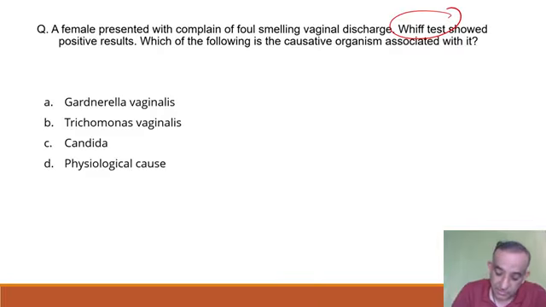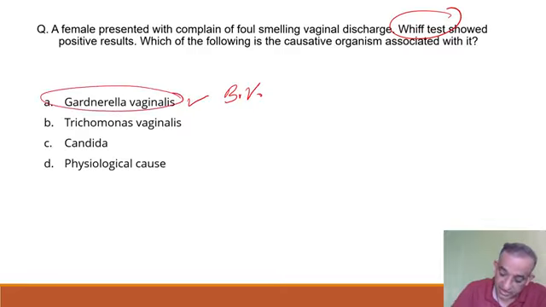So this is bacterial vaginosis, whiff test. To the secretions, if we add potassium hydroxide, it's going to release an ammoniacal odor, ammoniacal whiff. That is what is known as a whiff test. So this is seen in Gardnerella vaginalis, also called Haemophilus vaginalis, which causes bacterial vaginosis. And in bacterial vaginosis, you must also remember we see clue cells. Okay, so the answer is Gardnerella vaginalis.